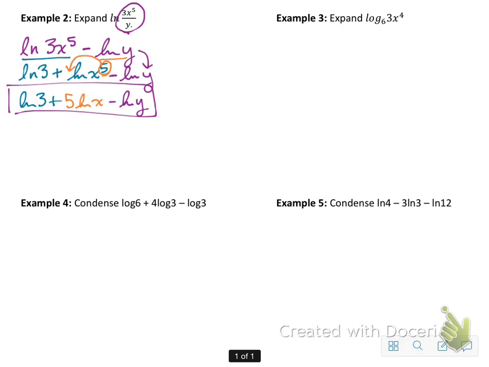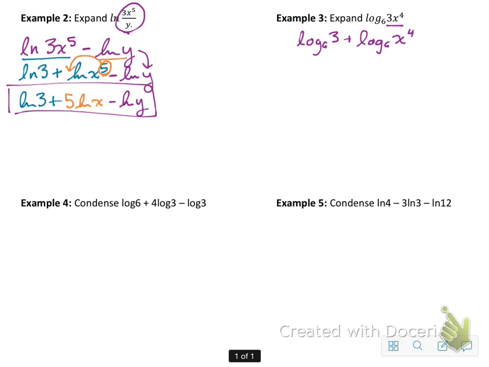In example 3, we're expanding log base 6 of 3x to the 4th. Well, this time we don't have division, and that's fine. You don't always have to use all of your properties. We do, however, have to split up the 3x to the 4th. Those are multiplied, so we are going to turn it into addition. We get log base 6 of 3 plus log base 6 of x to the 4th.